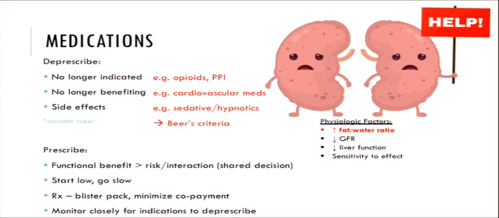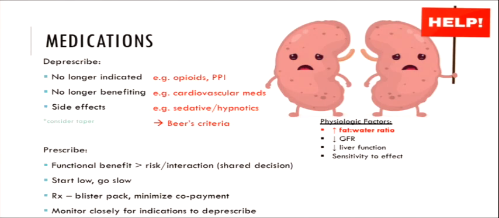Okay, and then prescribing, again, you only prescribe things based on a shared decision where the functional benefit for that patient is better than the risk or the interaction with their other comorbidities and the other medications they're on. You start low and go slow. Remember, we're doing an experiment. This is like a phase one experiment, where you're just trying to figure out what the right drug dose is for this person. So you start low and go slow to avoid side effects.